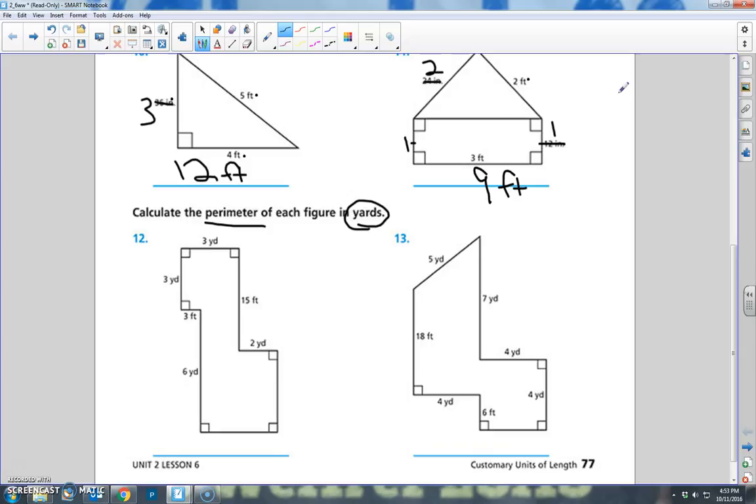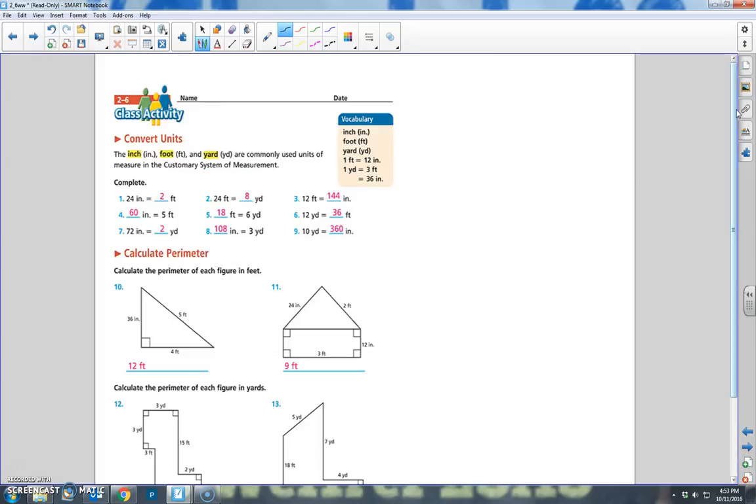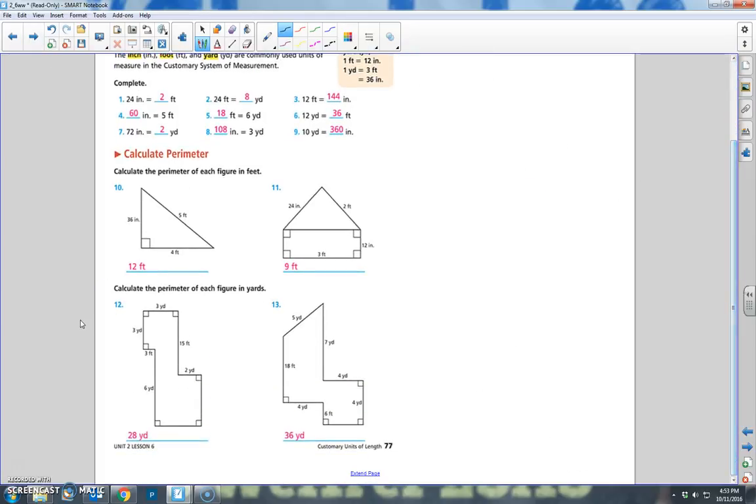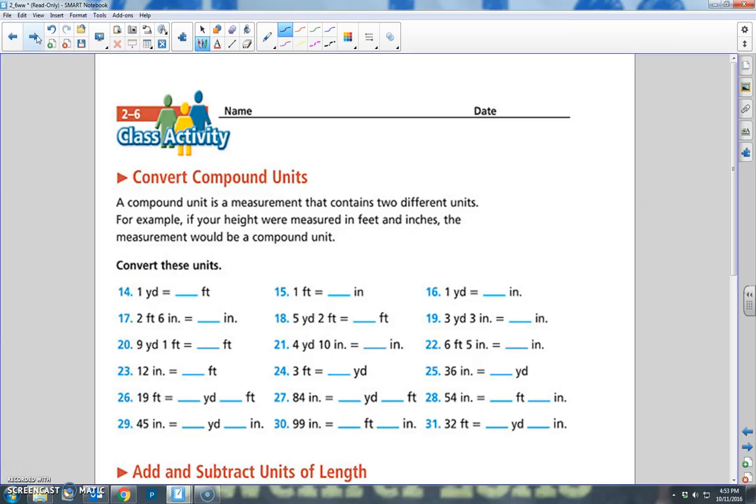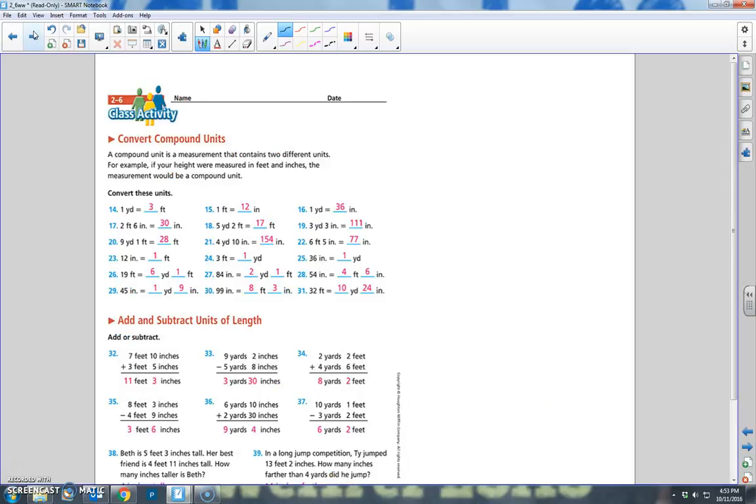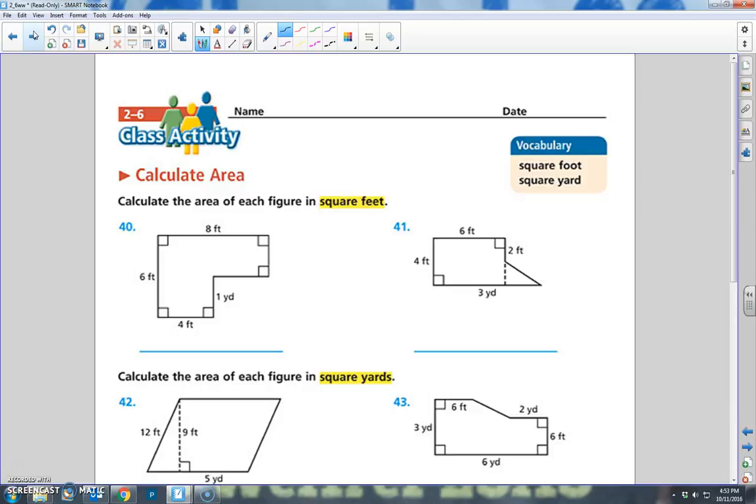Thank you. Welcome back. We're just going to flip to the answers to see how I did up here, but also how you did on 12 and 13. For 12, you should have 28 yards. For 13, you should have 36 yards. Hopefully you got those correct. Again, we need more practice with this, but we're going to move right on.